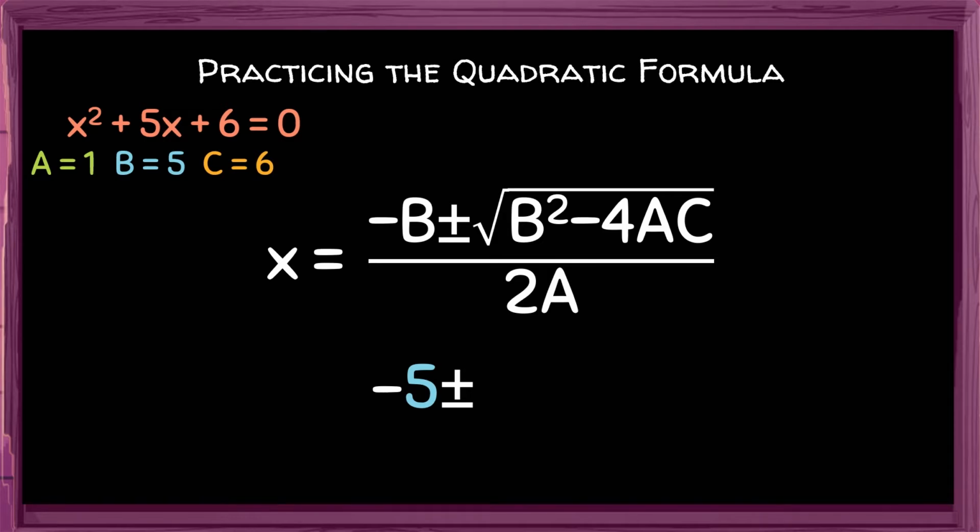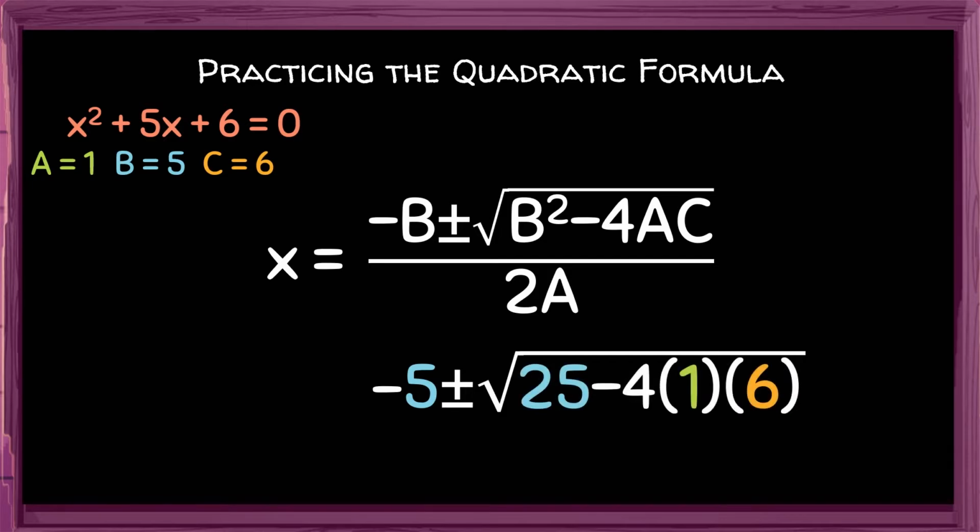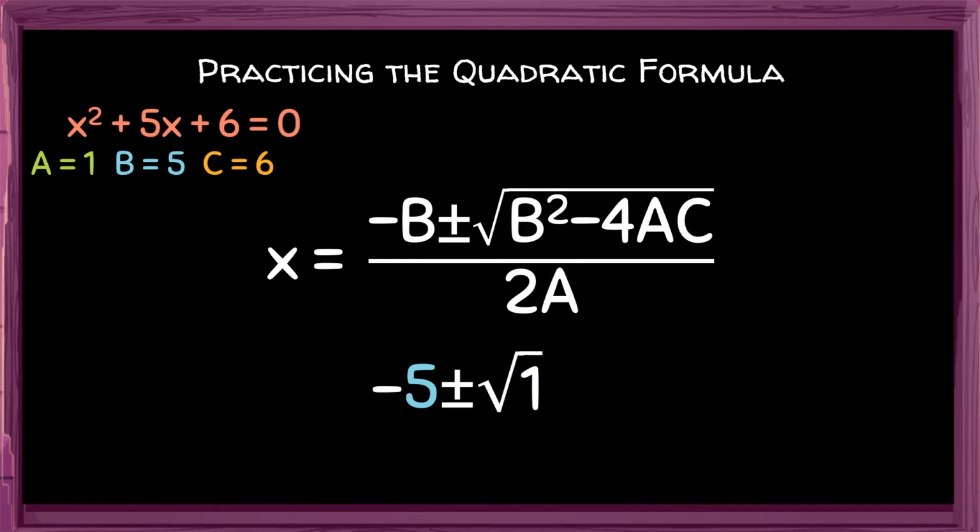Keep going. Next, we have the square root of the quantity b squared minus 4ac. b is 5, so b squared is 25. Minus 4 times a times c means subtract 4 times 1 times 6. So we have the square root of 25 minus 24, which is 1. Well done, Wendigo.